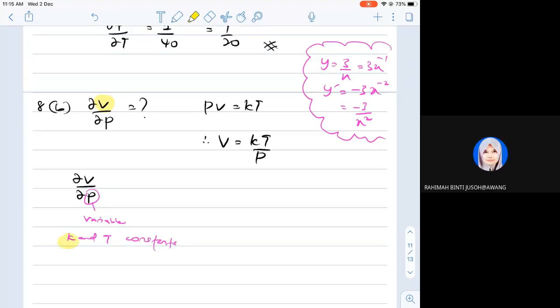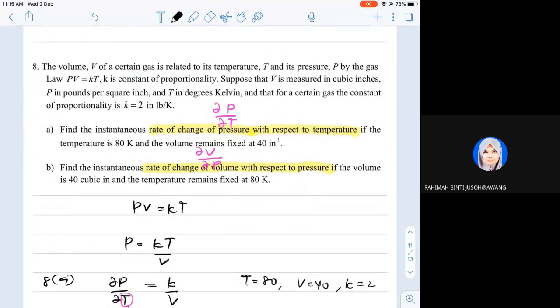Bila K dengan T jadi constant, KT jadi constant, awak kena anggap KT ni sama macam 3 ni. Okay, so what happen? Bila you differentiate terhadap P, we will have del V over del P equals to negative KT over P squared. Understand? Yes. Okay, good. So now dia bagi nilai apa ni?